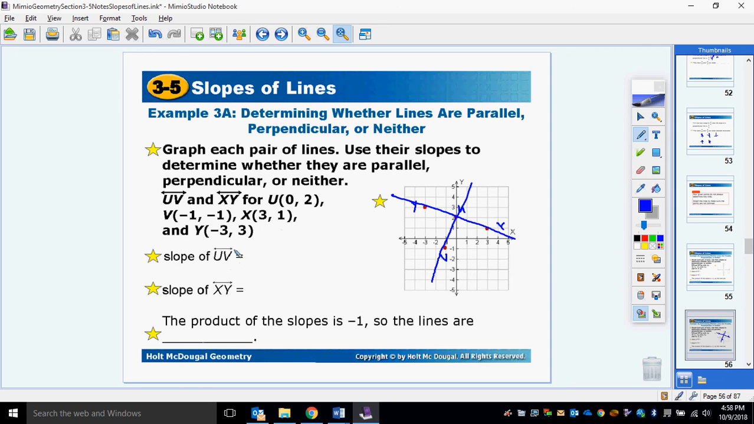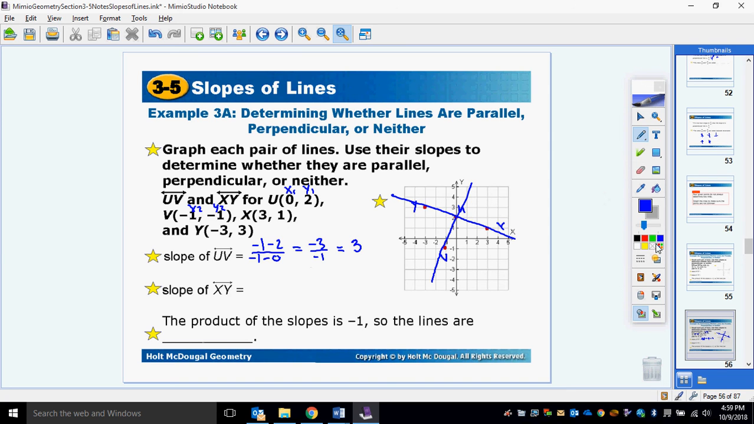So let's start with uv. Let's find the slope of uv. So I'm using the points u and v. I can label them x1, y1, x2, and y2. So I want to subtract my y's, so -1 minus 2, and then subtract my x's, -1 minus 0. So I get -3 over -1. A negative divided by a negative is a positive. 3 over 1 is just 3.